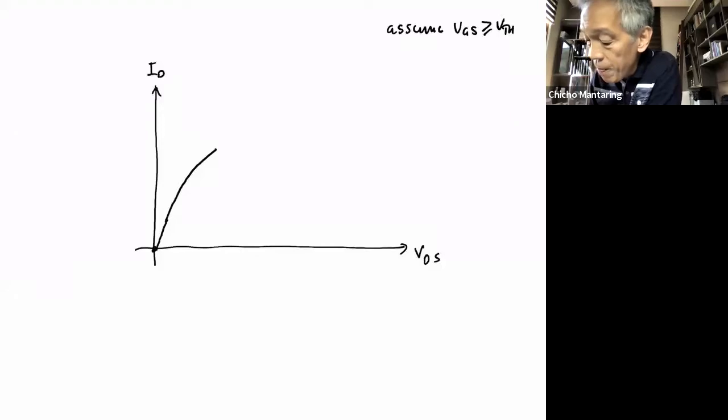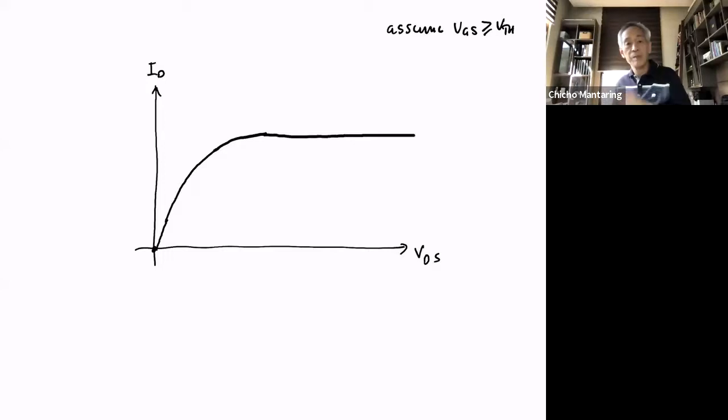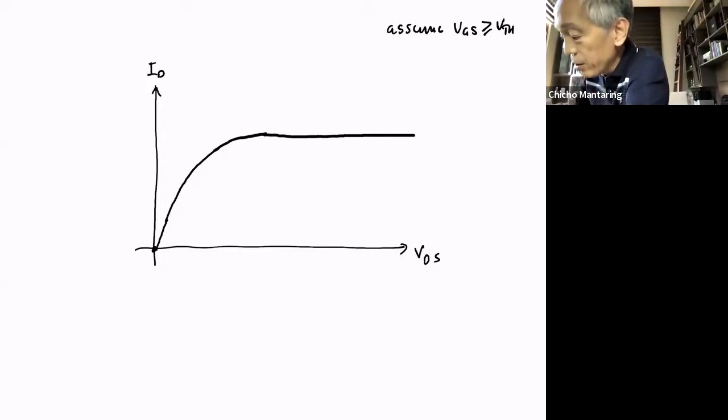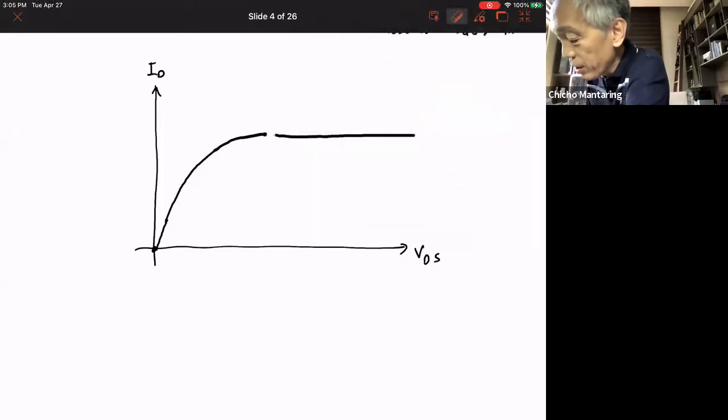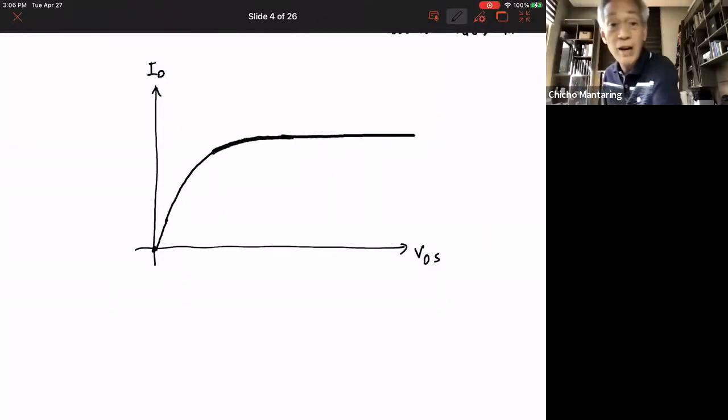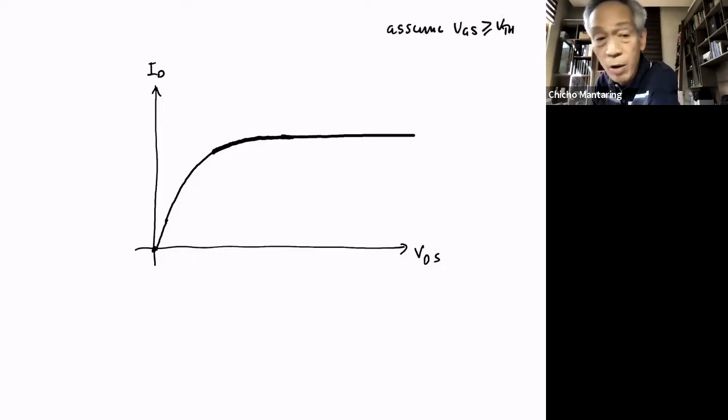At some point, increasing VDS will not increase ID further. So at some point, this will become flat. My drawing is a bit ugly. Let me try to fix it. So at some point, this will become flat like that. So I have here several modes of operation. This mode of operation, I call this the linear mode.